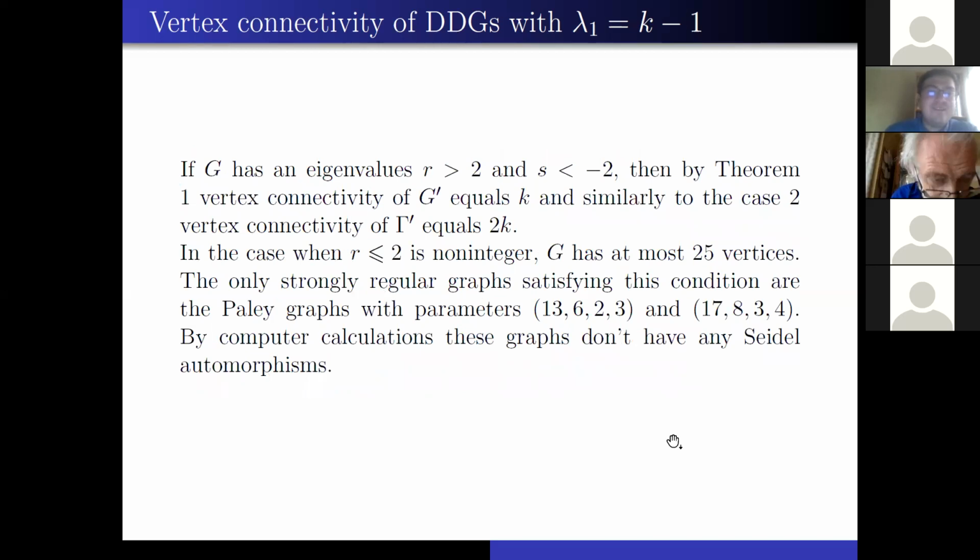So if gamma has eigenvalues r more than 2 and s less than -2, then by theorem 1, vertex connectivity of gamma prime equals k, and similarly to case 2, vertex connectivity of gamma equals k. In the case when r is non-integer, gamma has at most 25 vertices. The only strongly regular graphs satisfying this condition are the Paley graphs with parameters 13, 6, 2, 3 and 17, 8, 3, 4. By computer calculations, these graphs don't have any Seidel automorphism.